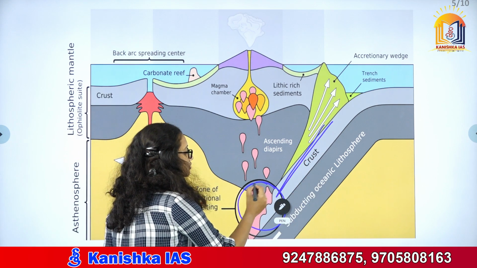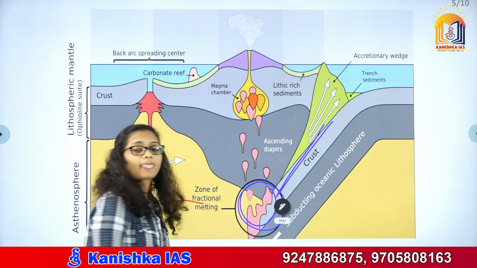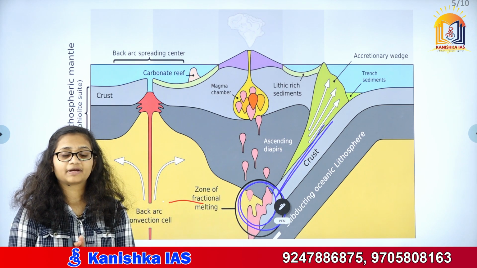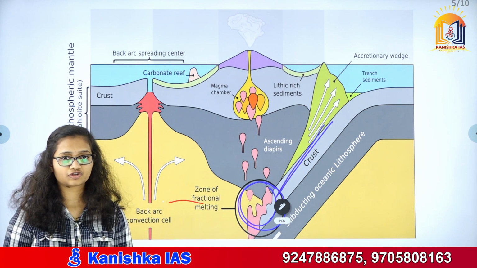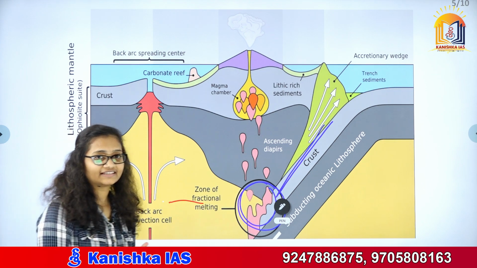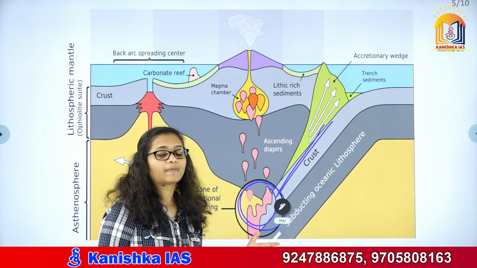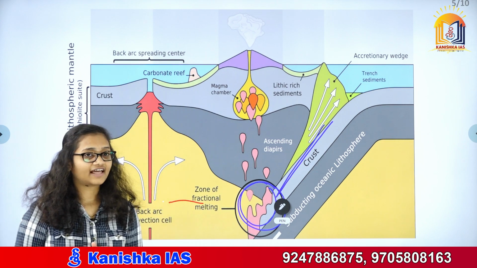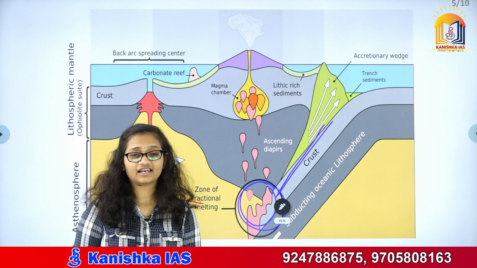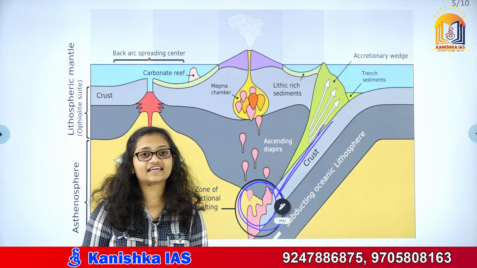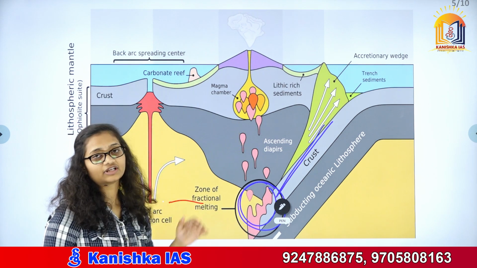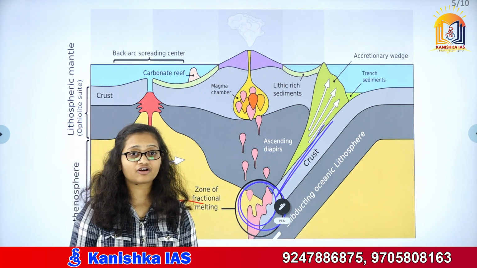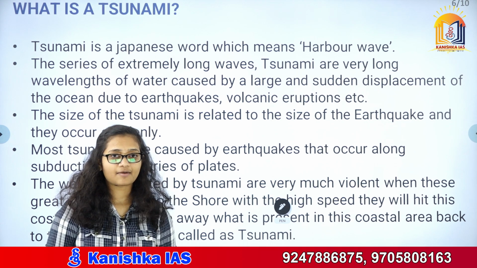And why is it melting? Because of the high heat in the asthenosphere. Due to the high heat in the asthenosphere, the rock particles are melting, and then the magma has less density. Due to less density, the magma rises above the crust, and there is a creation of volcano. Next, we will see about the tsunami.